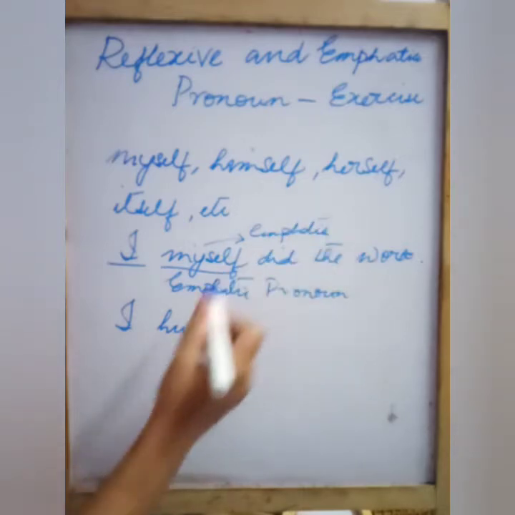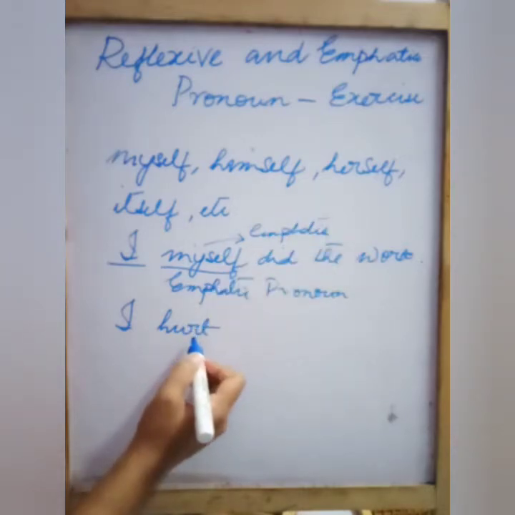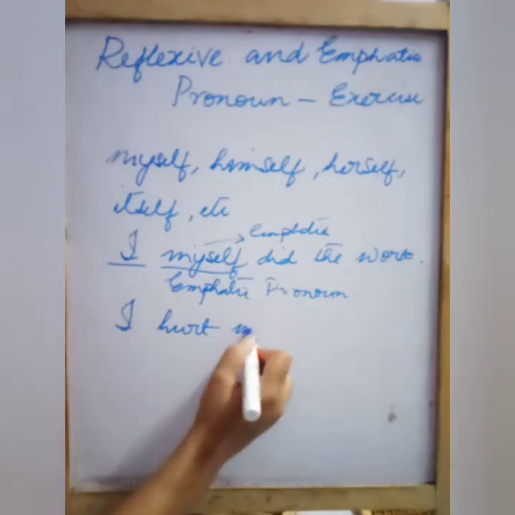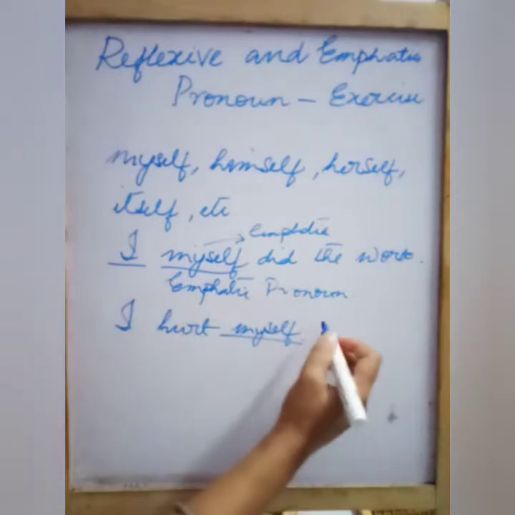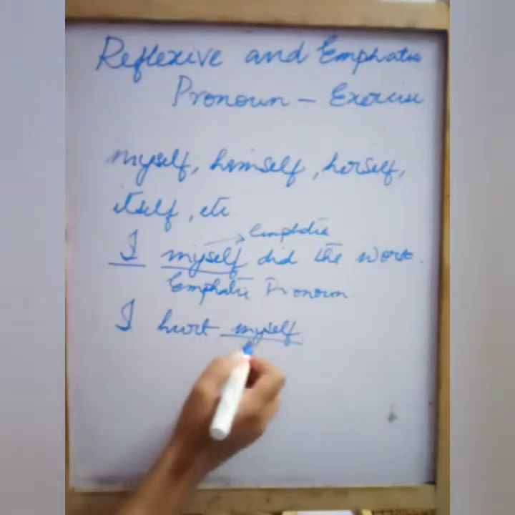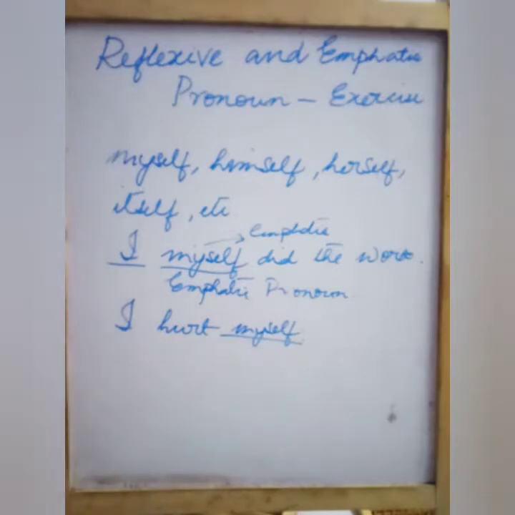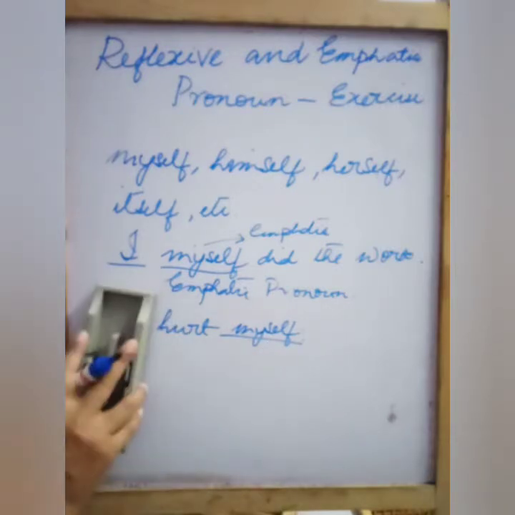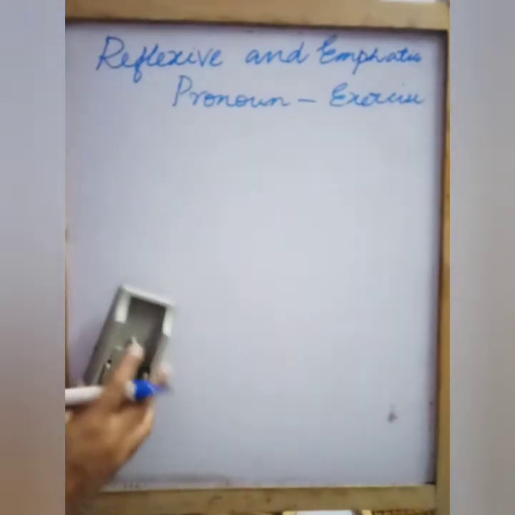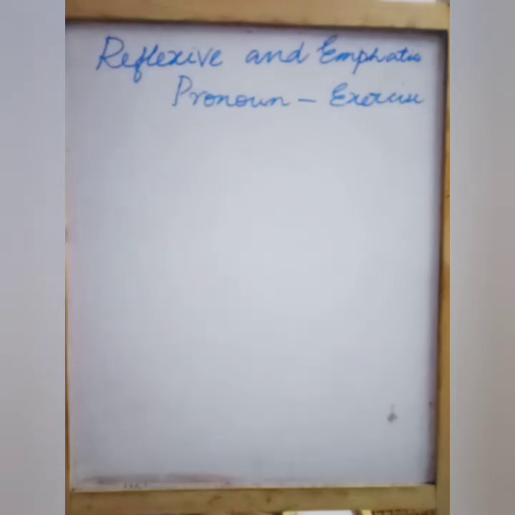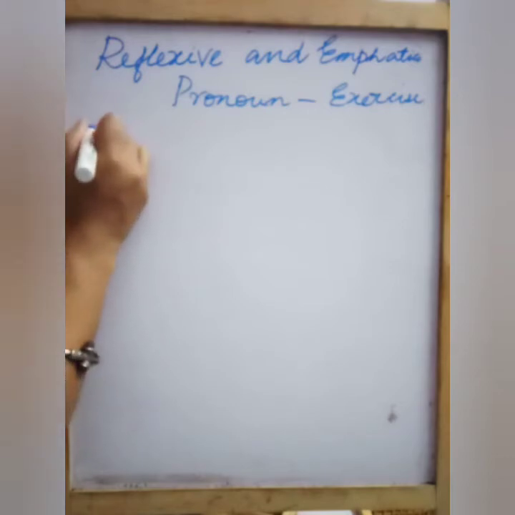And a sentence where you cannot remove the pronoun, because then the sentence will become what? Illogical. You cannot remove. I heard myself. This pronoun you cannot remove. So in such case, the pronoun is what? Reflexive pronoun, isn't it? So let's proceed with the exercise. We will identify, I will write sentences and we will identify whether it is reflexive or emphatic. So let me start number 1.